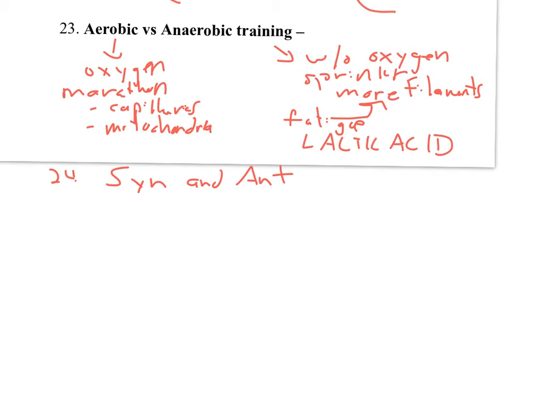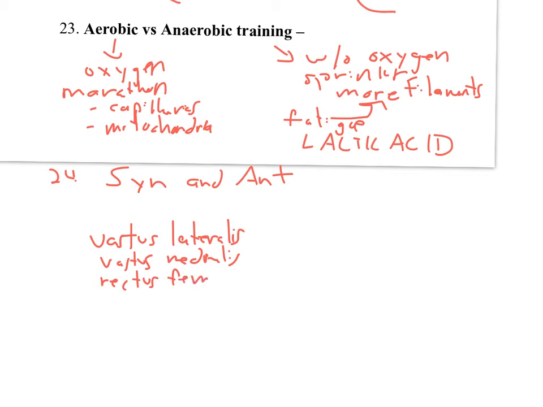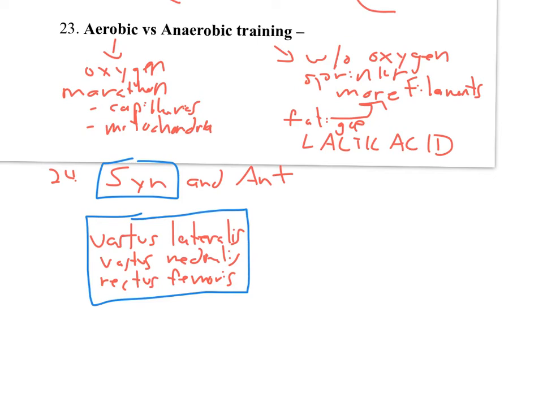Synergists work together. So a good example of synergists would be the quadriceps muscles. They act as a set to perform the same action, which is to extend the lower leg. The vastus lateralis, the vastus medialis, and the rectus femoris. These 3 muscles, we would say, are synergists. So I'm going to do this, synergists. These are synergists to each other. They all perform the same action on the same part of the body.